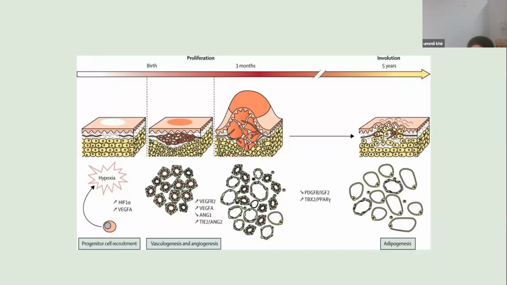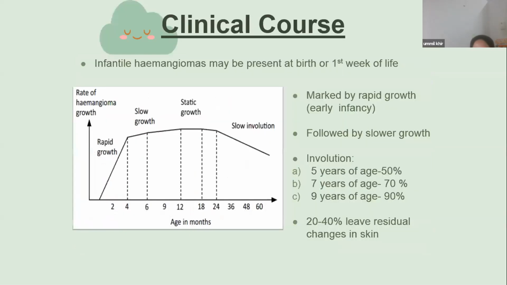Then after the proliferating phase, the involution phase will take over, and the spontaneous involution phase typically begins in the late part of the first year and continues over a variable number of years. This is mainly because of a reduced quantity of growth factor and increased apoptosis that counteract the proliferation. Involution is characterized by histologic fibrosis of the capillary lumina.